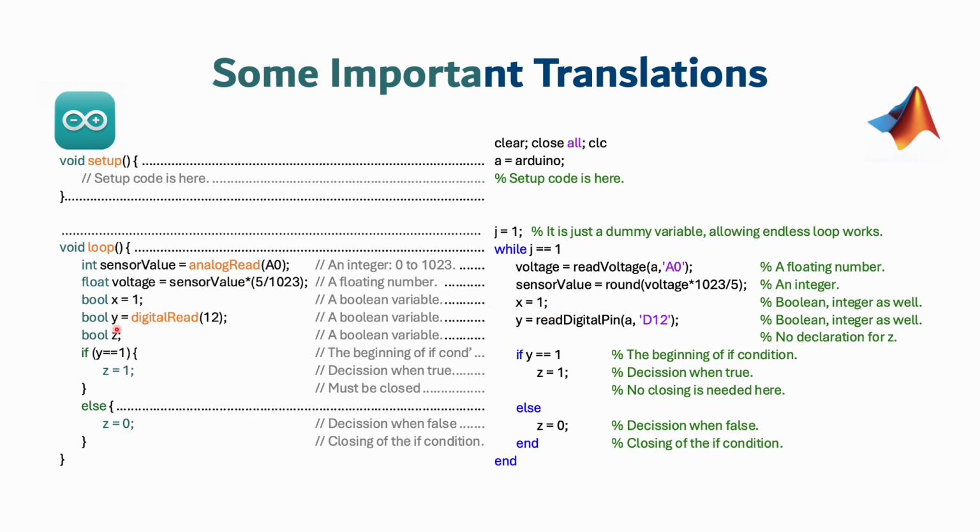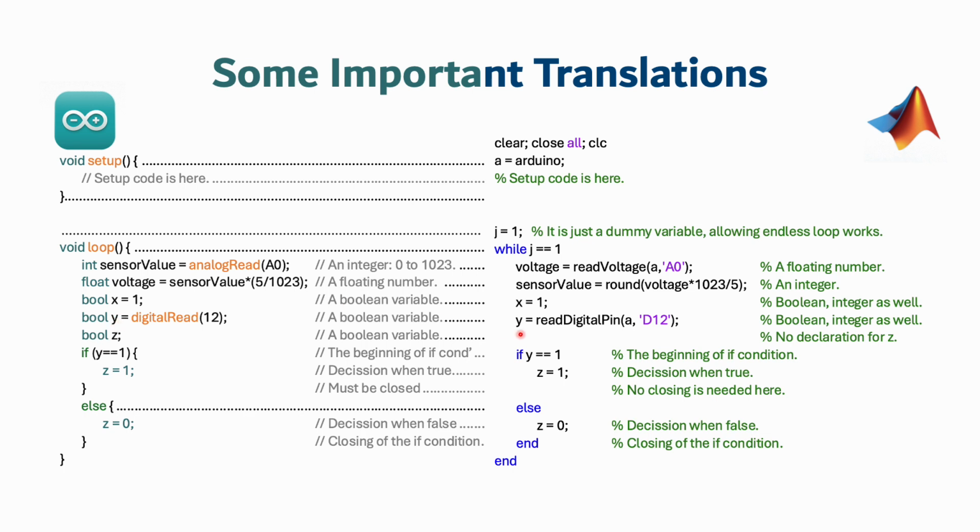Now let me declare another Boolean variable y. y equals digitalRead(12). Imagine that pin number 12 is connected to a metal detector. So the value of y depends on the existence of metal. If metal is present around the detector, the value of y will automatically be 1. If there is no metal around the detector, it will be equal to 0. So the value of this depends on the hardware.